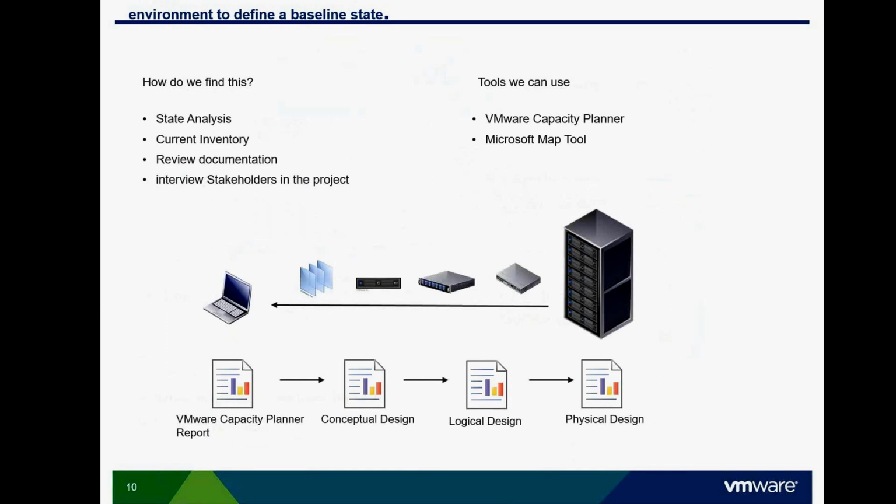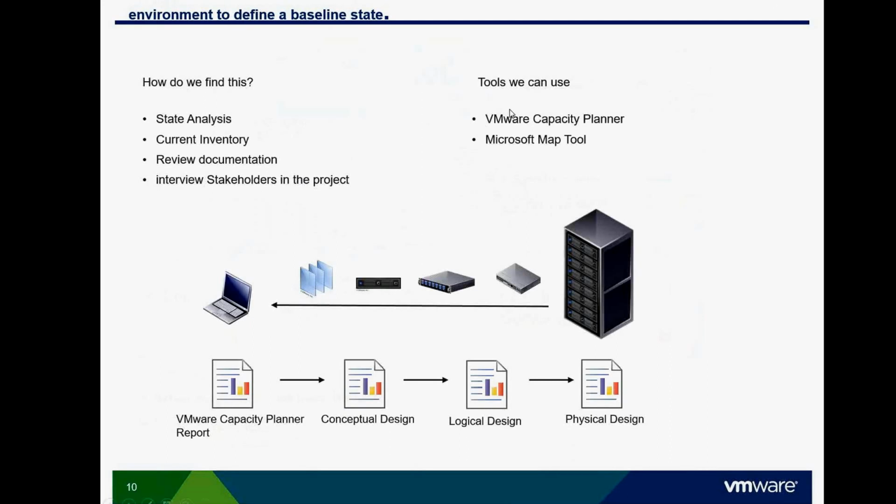So how do we find this information? There's a couple different ways. You could do a state analysis. There's a couple different tools we can use for that. Sometimes companies will have a current inventory, so they'll have this information readily available for you. You can review documentation that they supply for you, and you can interview stakeholders in the project, which we did previously. Sometimes they'll have that information, other times not.